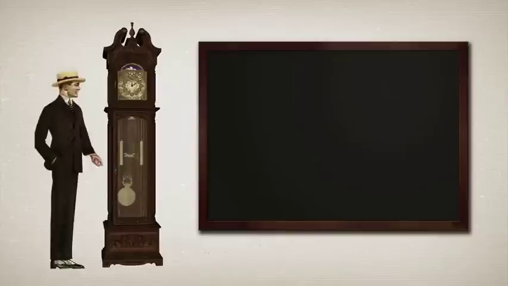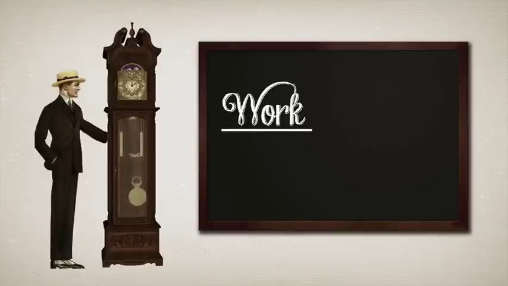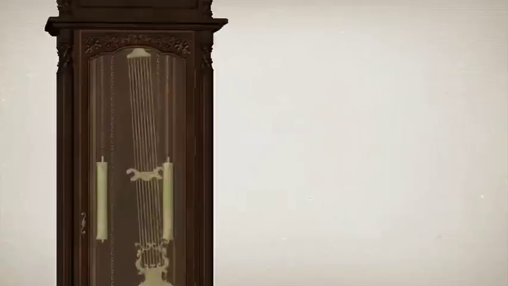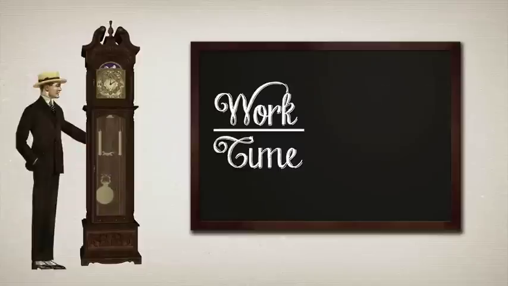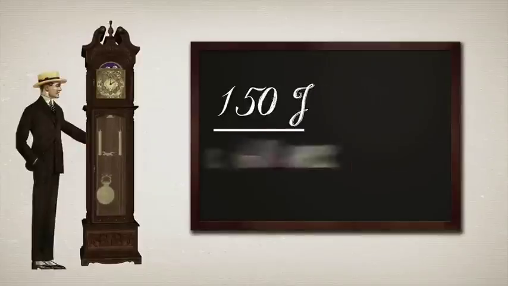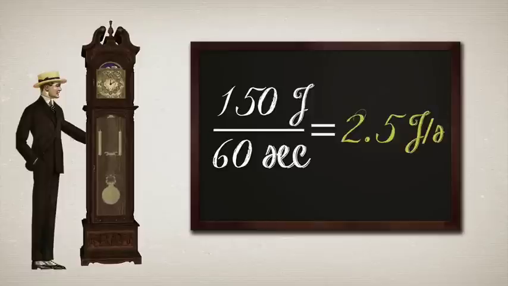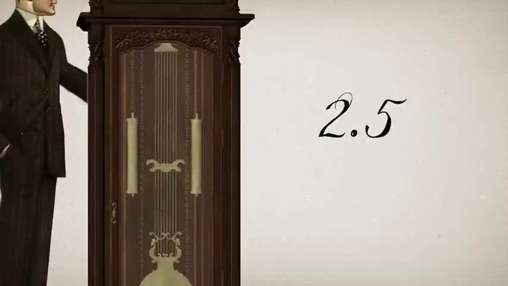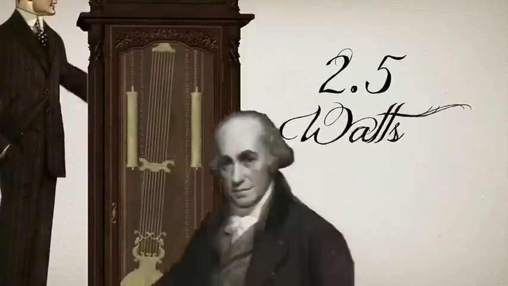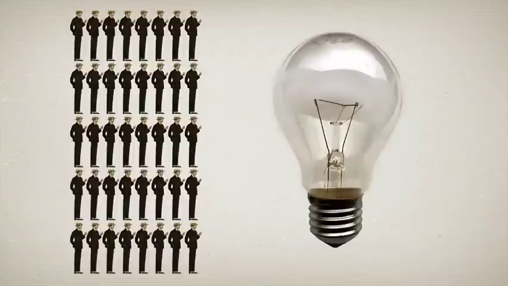We can measure the power a person uses to wind the clock by dividing the amount of work they did by the time it took them to do it. If it takes 1 minute or 60 seconds to lift the weights, then they are doing 150 joules divided by 60 seconds, or 2.5 joules per second of work. They're adding energy to the clock at a rate of 2.5 watts. You'd need about 40 times as much to run a bright 100-watt light bulb.